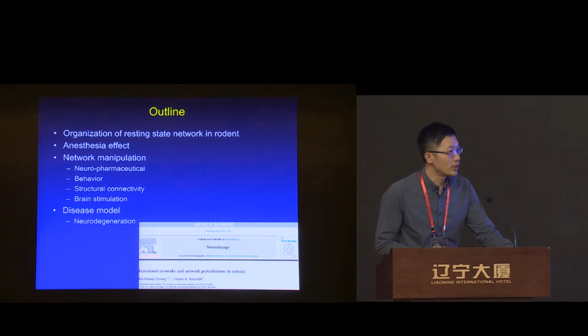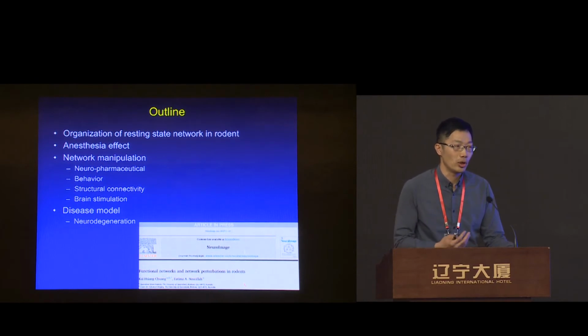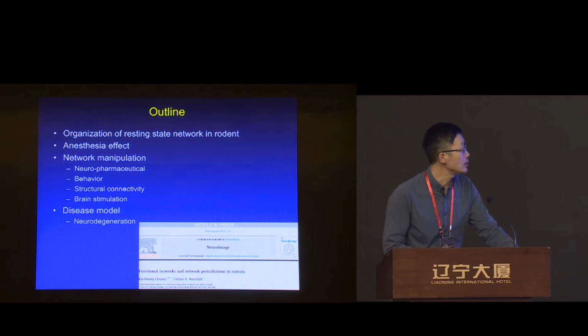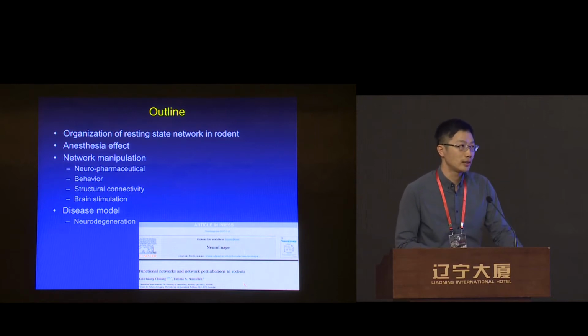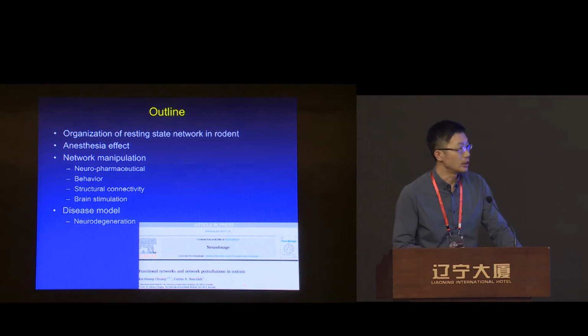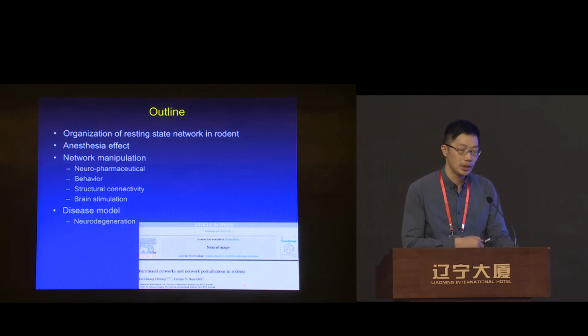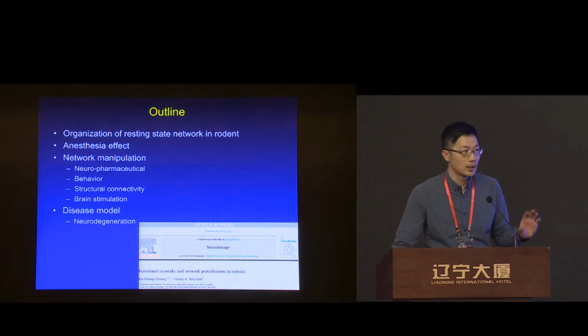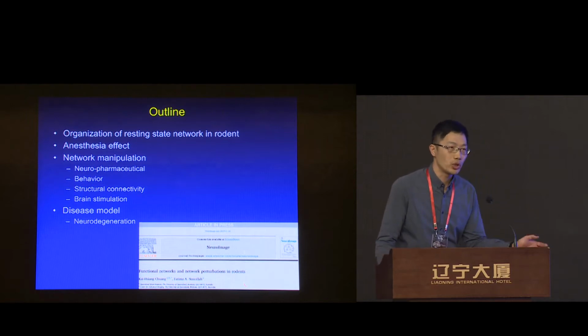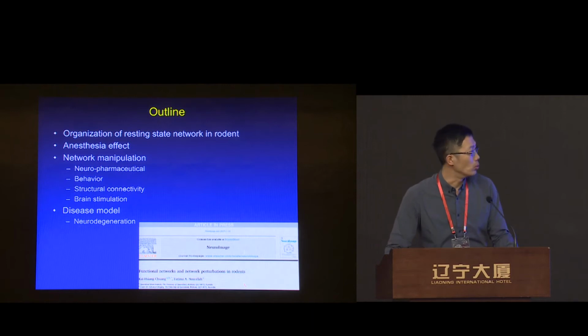Today I will cover an overview of the organization of the resting state network in rodents, and talk about the anesthesia effect in our study, and how we can manipulate the network, covering using drugs, behavior, changing the structural connectivity, or using brain stimulation. I will also mention an example of a neurodegenerative disease model. Most of the topics are covered in our recent review paper in NeuroImage. So I will talk a lot about others' work, but I will also introduce our own work.